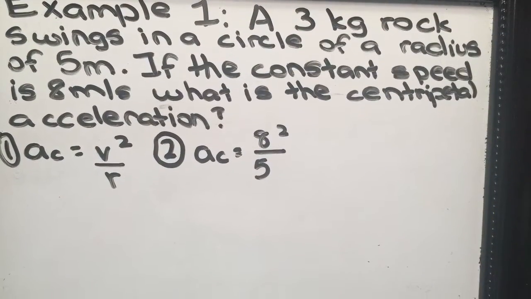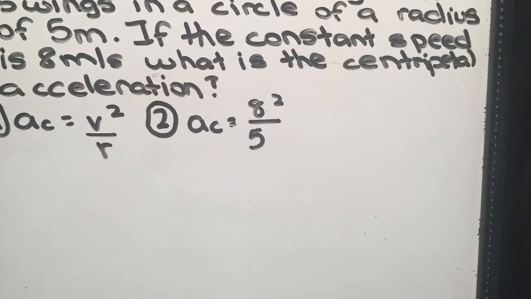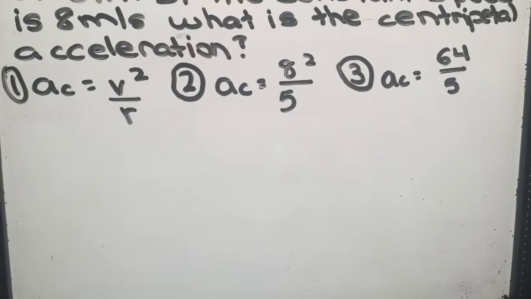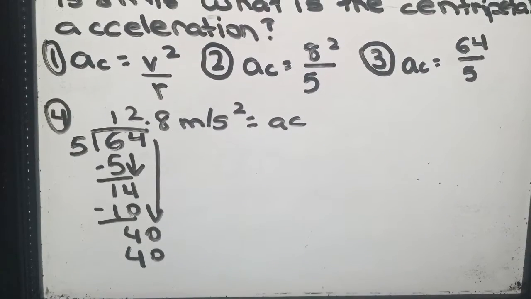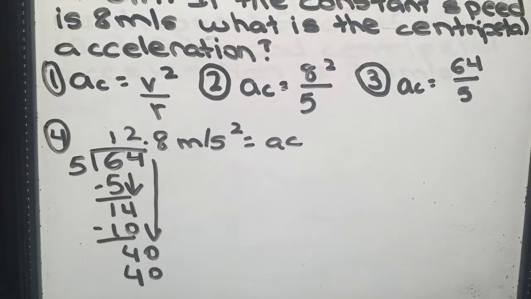The second step is to plug in the numbers, which for this case the velocity is 8 and the radius is 5. The third step is to solve. 8 squared is 64, and 64 divided by 5 will equal 12.8 meters per second squared as the centripetal acceleration if you solve properly.